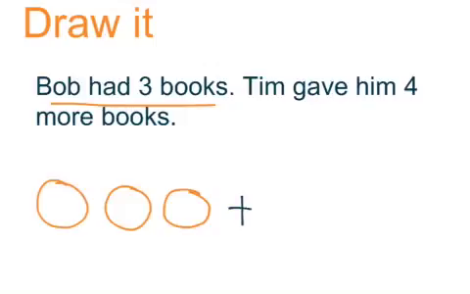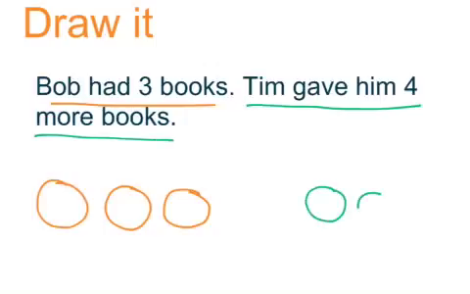First graders then have a choice. They can put a plus sign before drawing their next circles. They can draw a line dividing the 2 parts of their picture before they draw circles, or they can simply leave a large gap so they remember they're drawing a separate part. The next part of the problem said Tim gave him 4 more books. So I'm going to draw 4 more circles. 1, 2, 3, 4. Notice that there's a large space so I can clearly see 2 separate parts. This will help me later on.